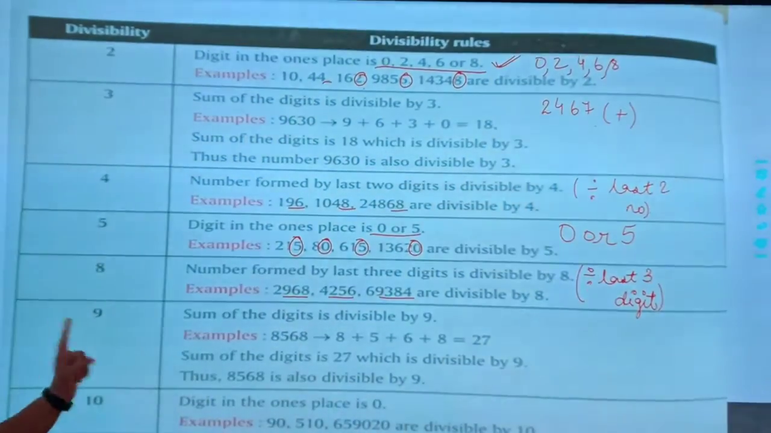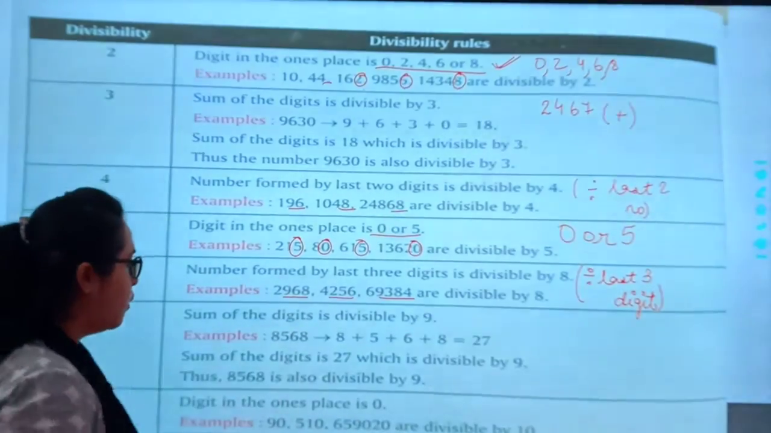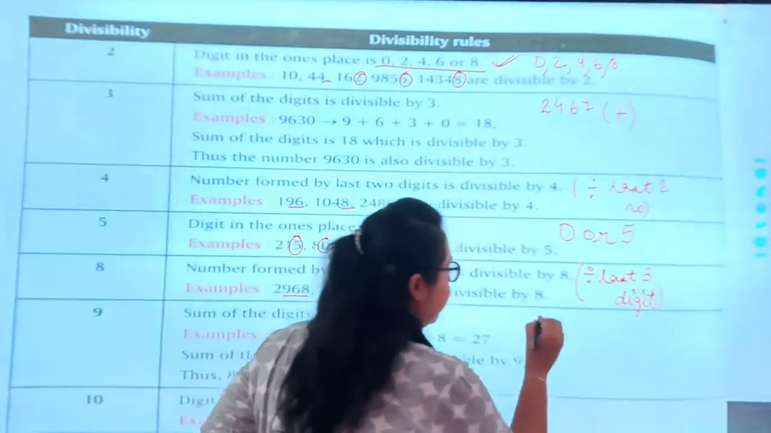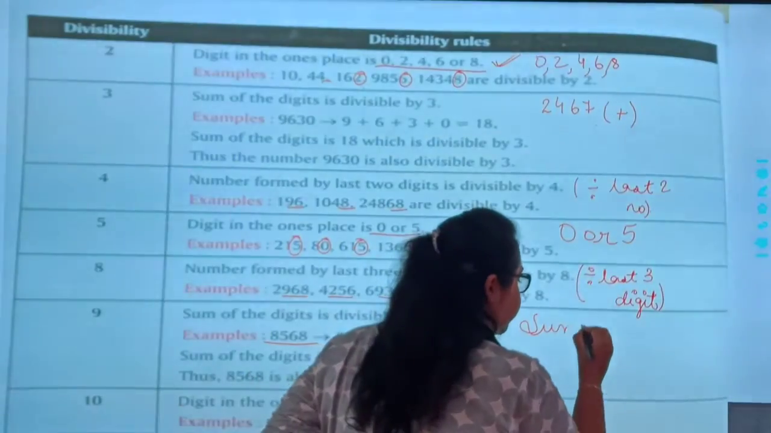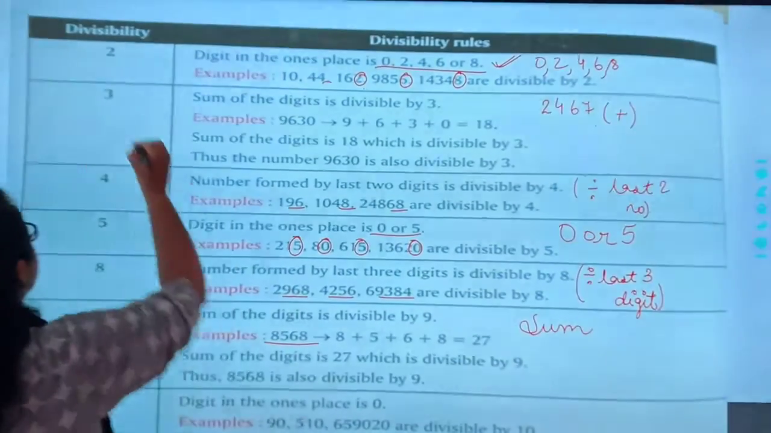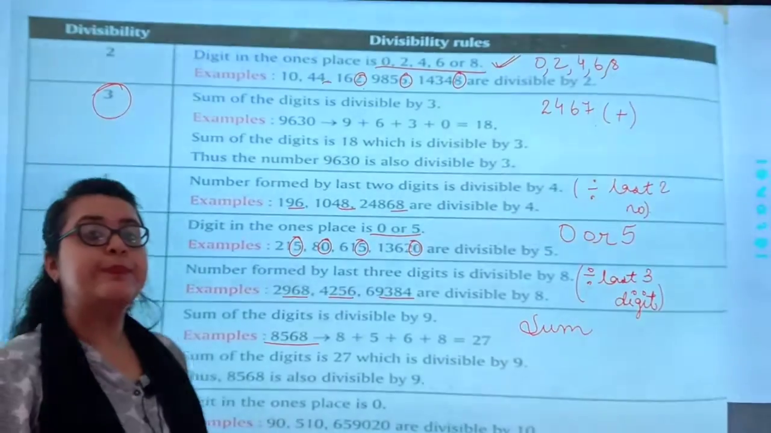Okay. Now it comes to 9. Sum of the digits is divisible by 9. When you do the total, when you do the sum, वो अगर divisible है 9 से, then you can say that. आपने एक चीज observe की, 3 और 9 दोनों का same pattern है. Yes.